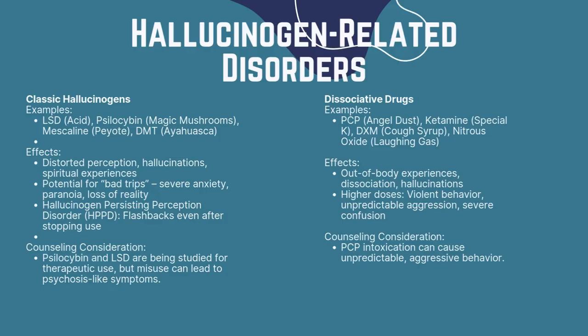So in some way, using these hallucinogens can mimic the symptoms of schizophrenia. So just kind of keep that in mind. And a unique risk associated with the classic hallucinogens is hallucinogen persisting perception disorder, or HPPD. That's a condition where individuals experience flashbacks, visual disturbances, and perceptual distortions long after stopping use. And while some effects of these substances will fade after intoxication, hallucinogen persisting perception disorder can last for weeks, months, or even years, significantly affecting daily functioning.